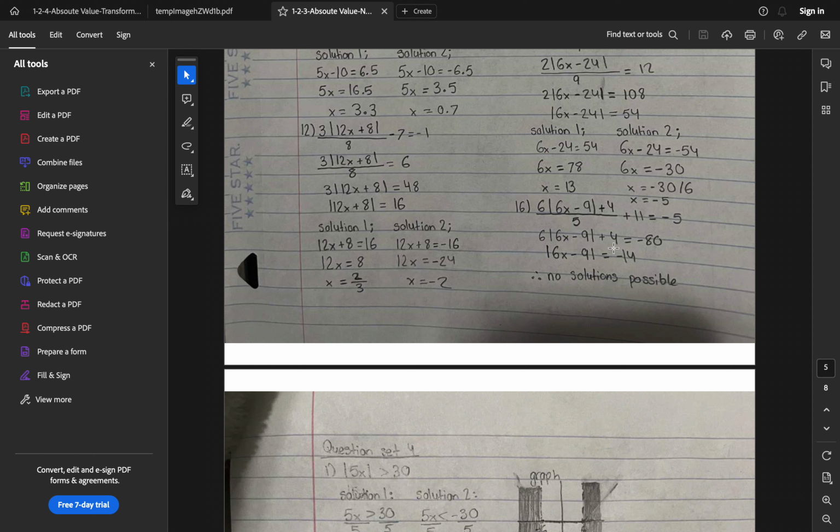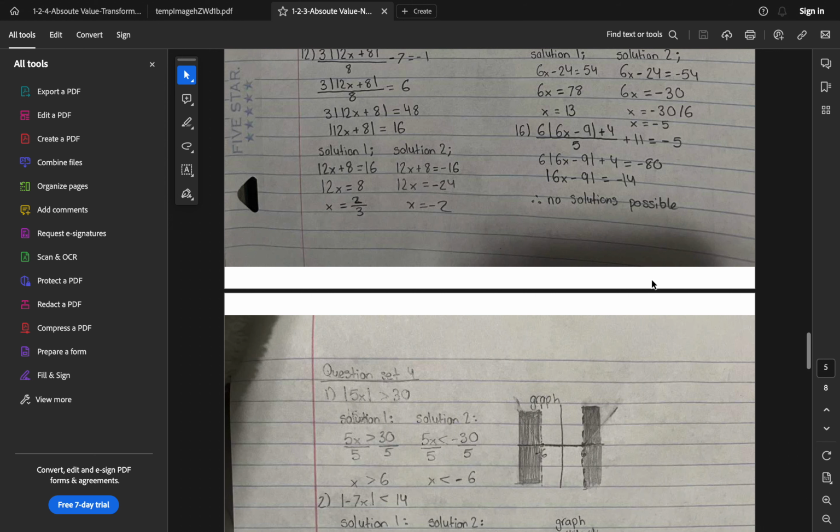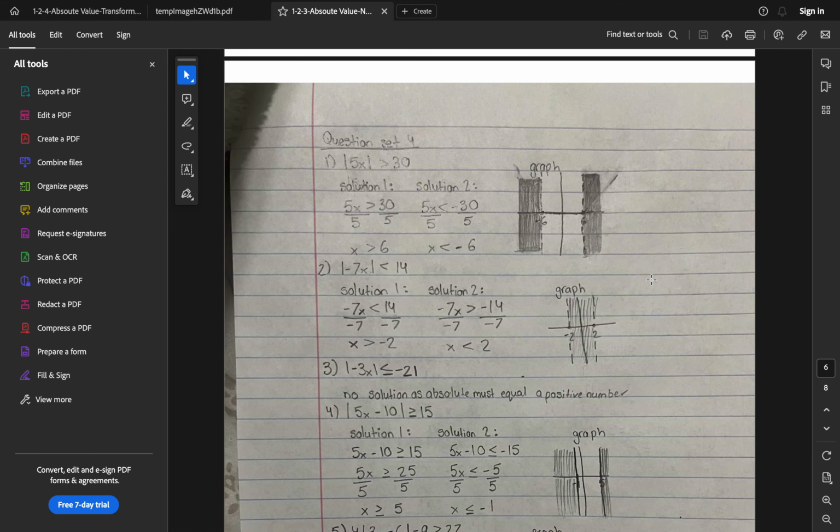In this step, we minus 4 from both sides first, which will give us negative 84, and negative 84 divided by 6 means the absolute value of 6x minus 9 is equivalent to negative 14. So since this is equal to a negative number, there's no solutions possible. An absolute value cannot equal a negative number.